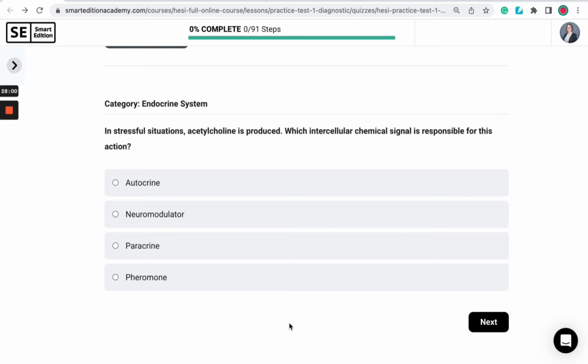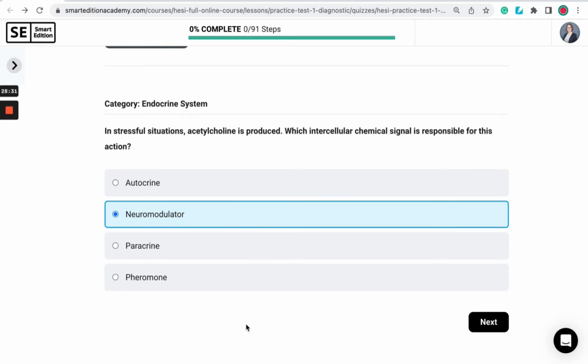In stressful situations, acetylcholine is produced. Which intracellular chemical signal is responsible for this action? Is it autocrine, neuromodulator, paracrine, or pheromone? The correct answer is neuromodulator. So neuromodulators are chemical signals that are secreted by nerve cells and aid the nervous system.